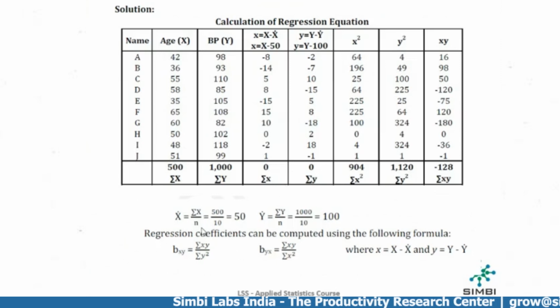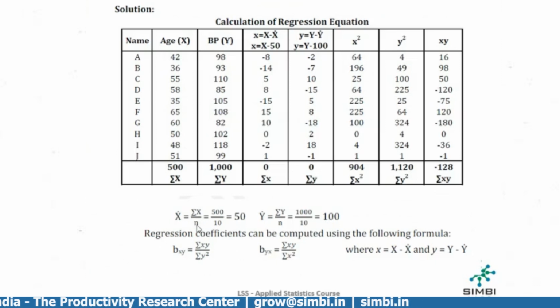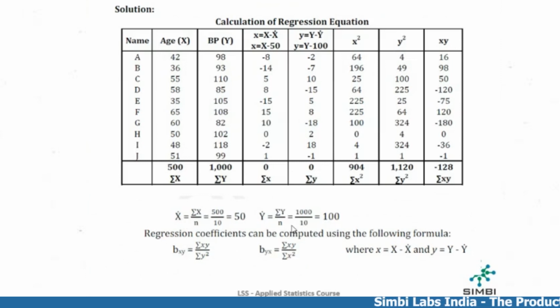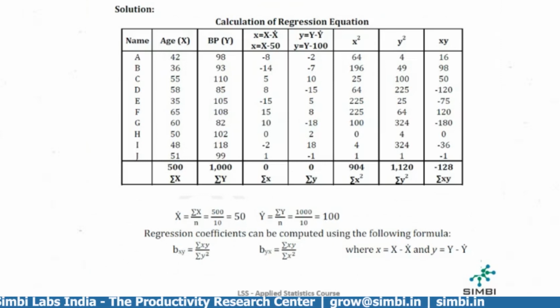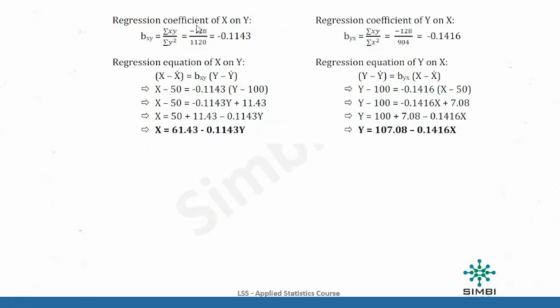So for the mean values, x bar equals the formula for average, sigma x by n, 500 by n, numbers 1, 2, 3, 4, 5, 6, 7, 8, 9, 10. So by 10. So we got the x bar and y bar values. And the regression coefficients can be computed like this, bxy equals sigma xy by sigma x square, and do the calculation for both coefficients and do the regression lines.